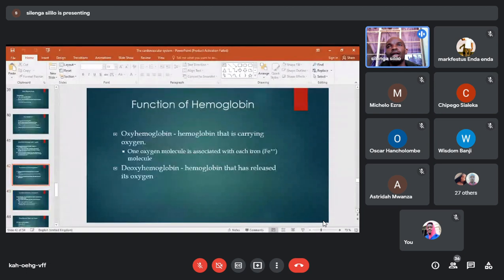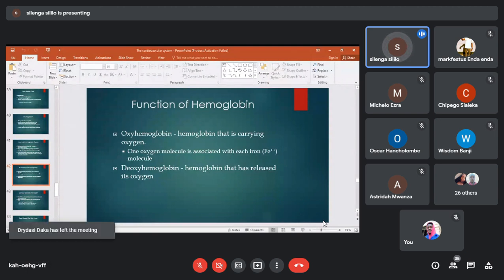Now, the function of hemoglobin, as we have mentioned, is just the issue of carrying oxygen. What we are calling oxyhemoglobin is hemoglobin that is carrying oxygen. Then you have what we call deoxyhemoglobin. It is the one that has released oxygen. So we have those 2 forms. The most important function is to carry oxygen. So oxyhemoglobin carries, and the deoxy is the one that has lost it, it has transported the oxygen and left the hemoglobin.